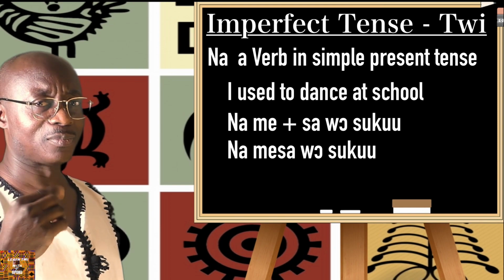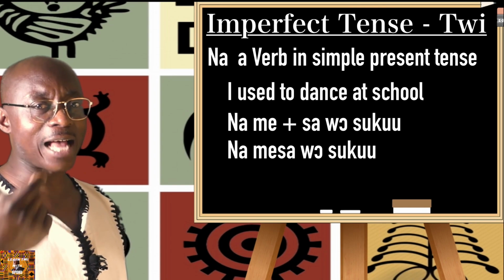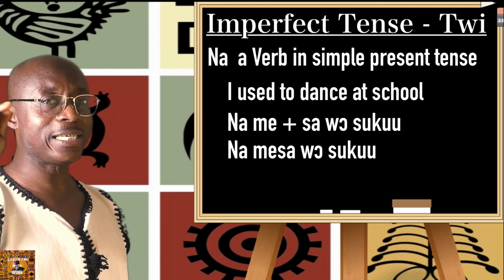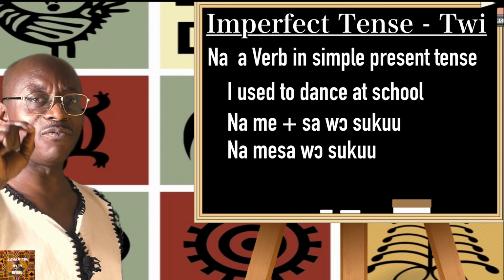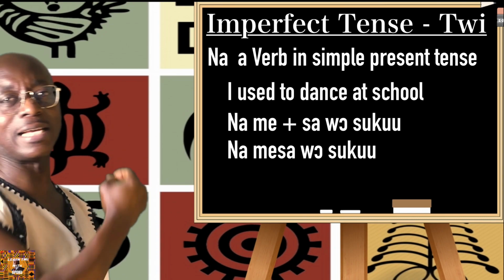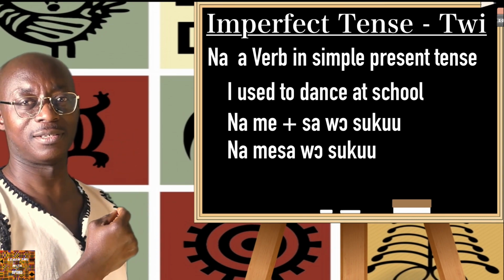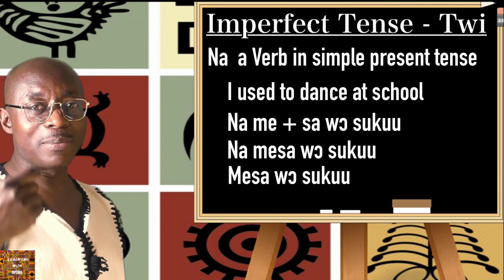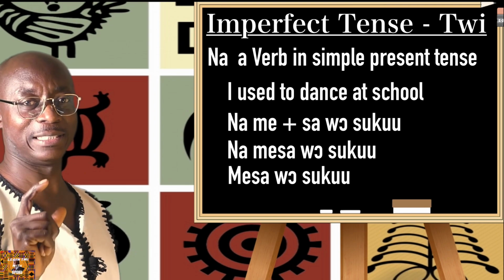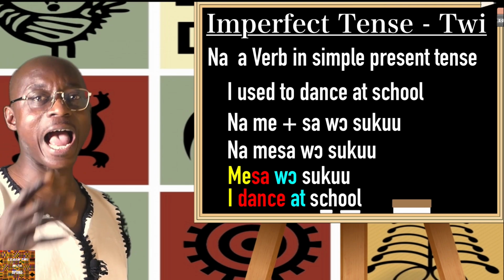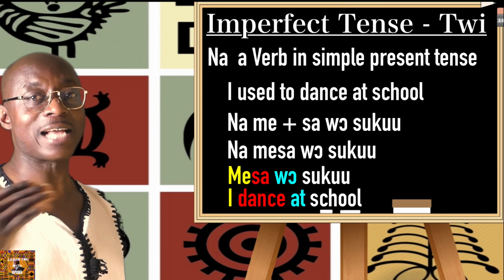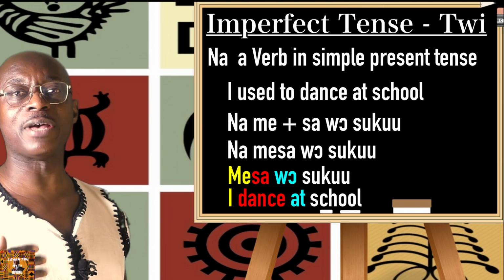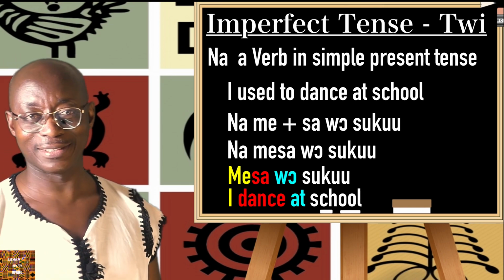Take note here. Mesa, which means I dance, is in what? Simple present tense. So it is the na that makes the verb to be in what? Imperfect tense or past progressive tense. For example, if I say mesa wosuku without preceding my statement with na, then it will mean I dance at school. That will be in what? Simple present tense rather than imperfect tense. So take note of that.